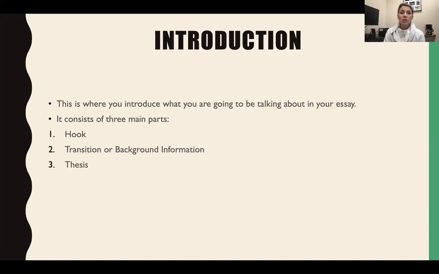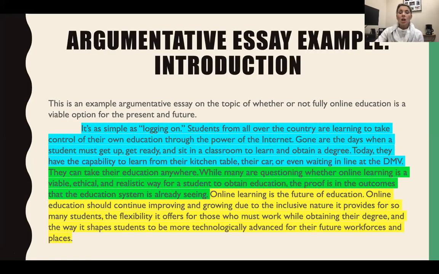So when we talk about an introduction, this is when you introduce what you are going to be talking about in your essay. And it contains three basic parts: your hook, your transition or background information, and your thesis statement. So I'm using an argumentative essay example to show you the different parts of what an introduction should look like. This is an example argumentative essay on the topic of whether or not fully online education is a viable option for the present and the future.